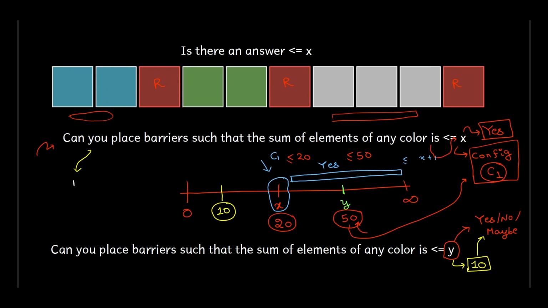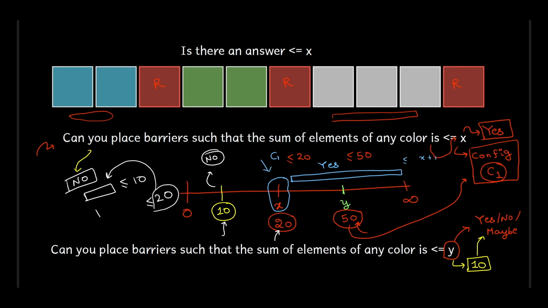So if the answer to this problem is no, that is, there is no configuration in which you can find all the elements that are less than or equal to 20, then the answer to this will also have to be no. Why is this true? Because if you have indeed found a configuration where everything is less than 20, then when I asked you the question, can you find a configuration where everything is less than or equal to 20? Why did you say no? You could have just used this configuration.